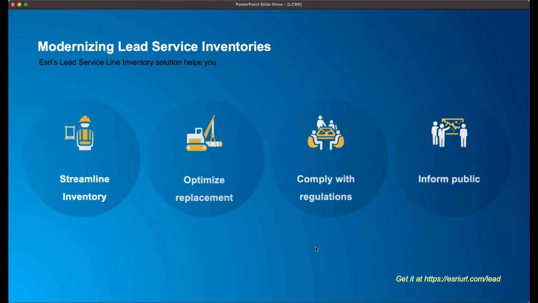And it also provides that pre-configured hub website that enables you to really tell your utility stories to your ratepayers about how you're taking action to safeguard their health.